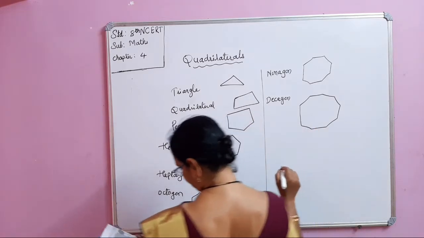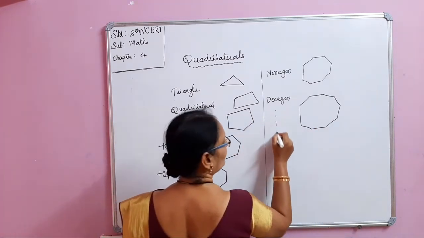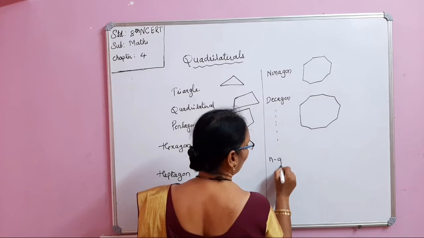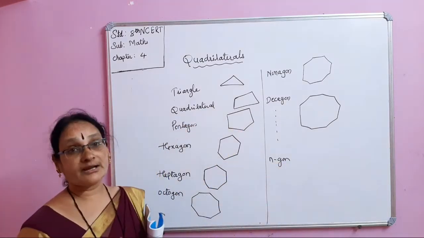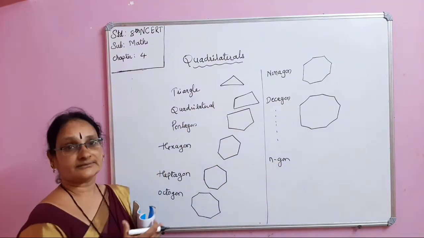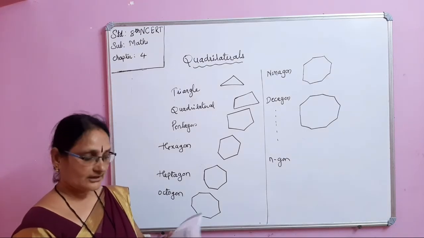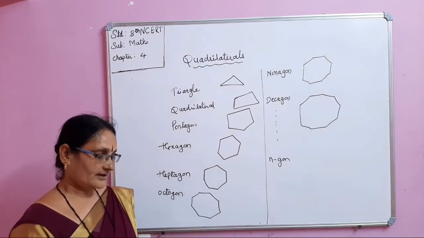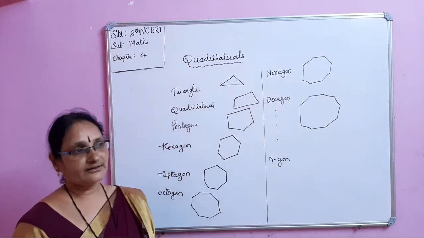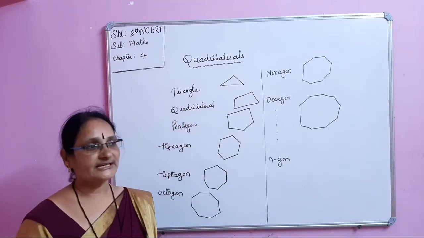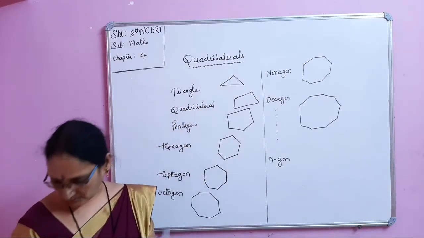Like this it goes up to n-gon. We can draw an n number of sided figure. So these are all polygons like this. In polygons, poly means many, more than 3. More than 3-sided figures come under polygons.